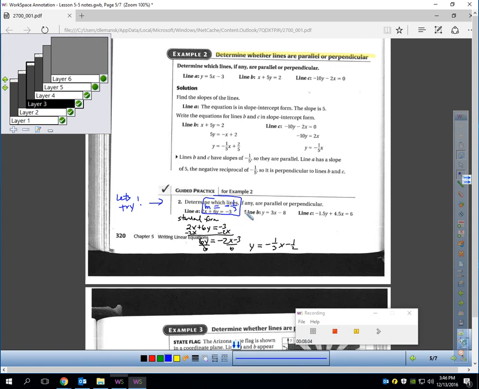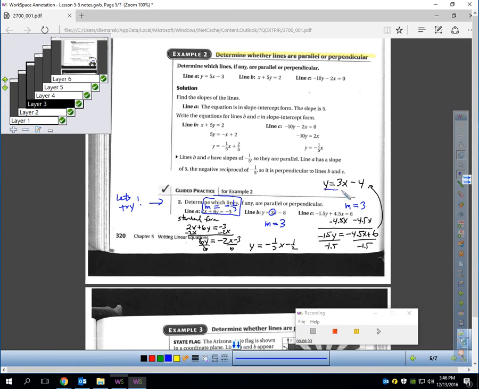Let's go to line B. You notice line B is in slope-intercept form already. Line B has a slope of 3. Now let's go to line C. Line C is also in standard form. I want to find the slope, so I'm going to take away 4.5x from each side. I'm working on getting y by itself. I'll divide by -1.5. When I break this into separate fractions and reduce, I get this equation in slope-intercept form. Can you see the slope is 3?